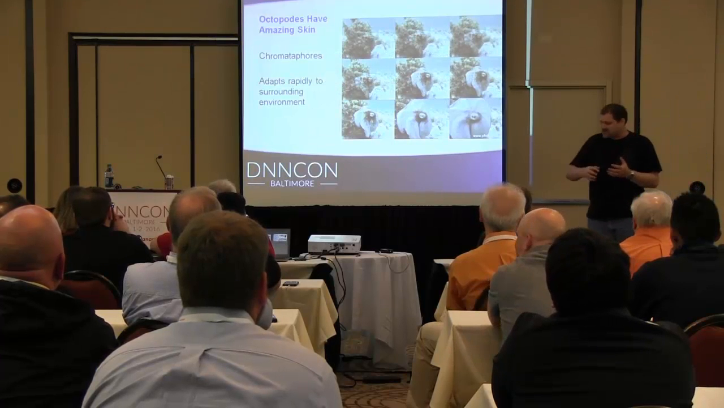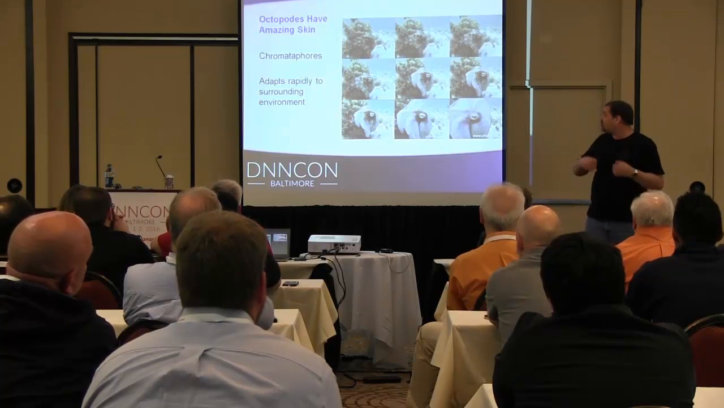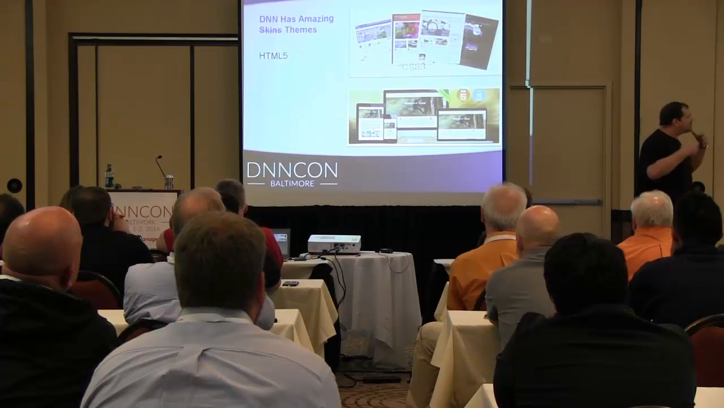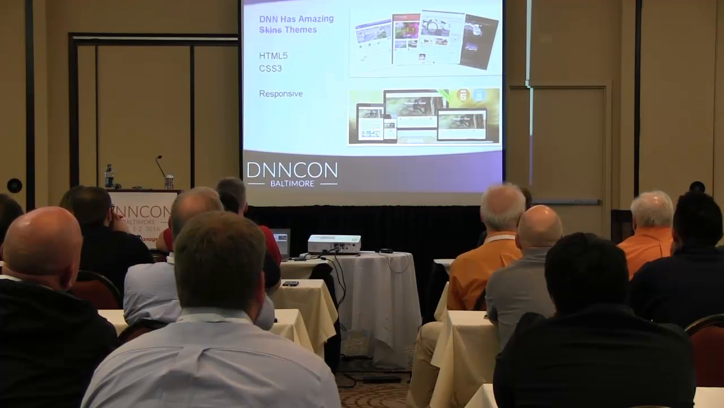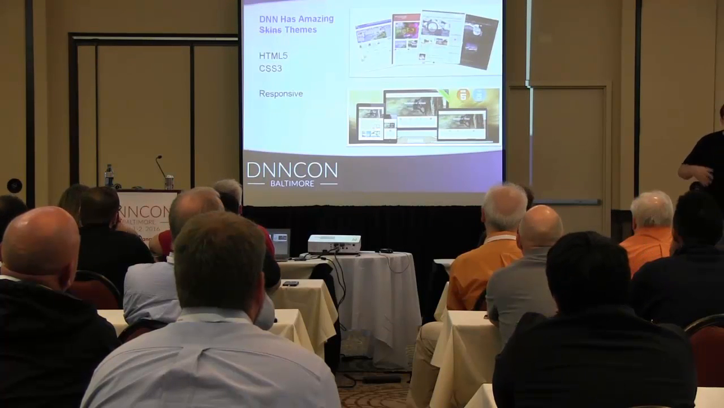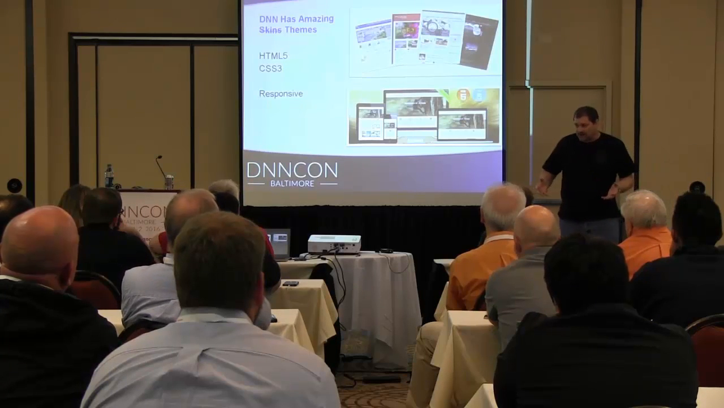An octopus has amazing skin. It's filled with chromatophores that can change color, it can change texture rapidly and adapt to its environment. Well, DNN has the same thing. DNN has amazing, we used to call them skins, now we call them themes, and it lets DNN adapt and evolve and display correctly in its environment.